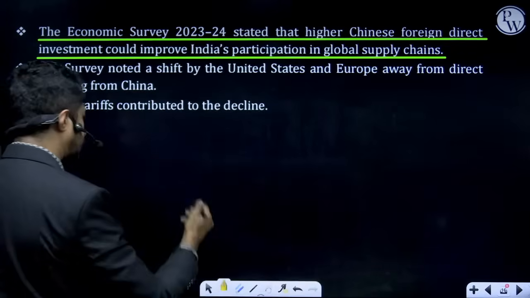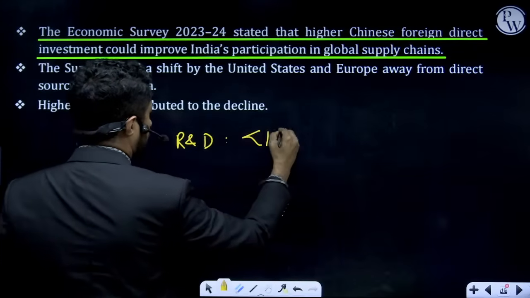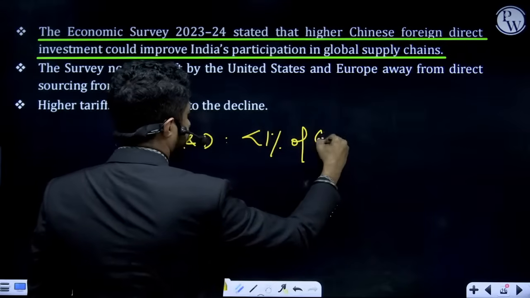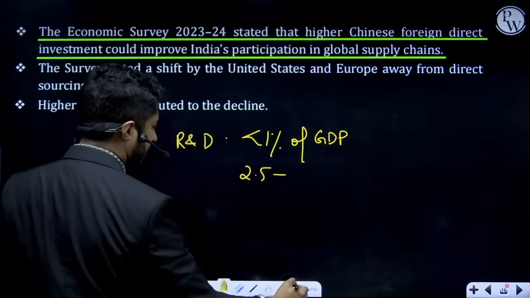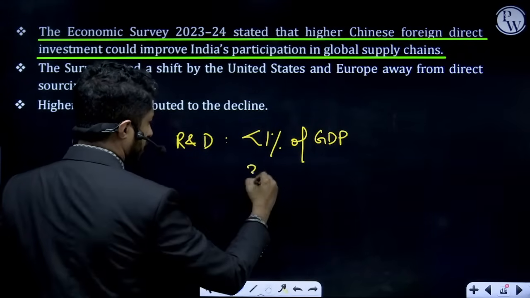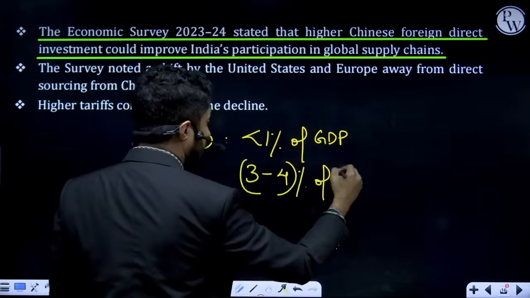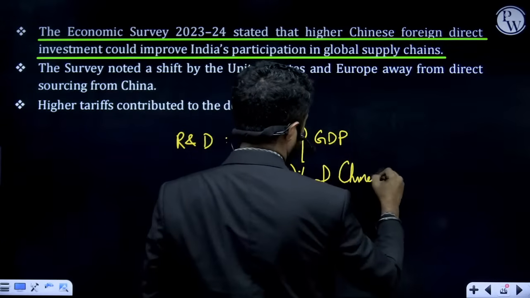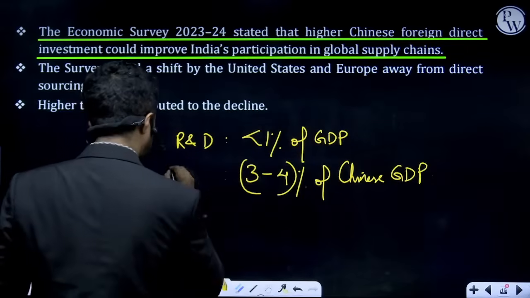Research and development expenditure in India is less than 1% of the GDP. China's is around 3 to 4% of Chinese GDP. That means they spend in billions.